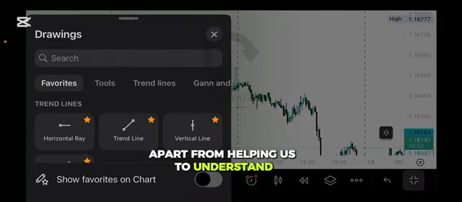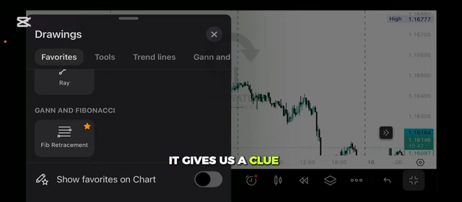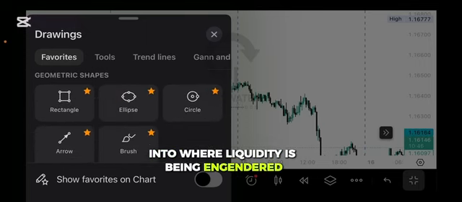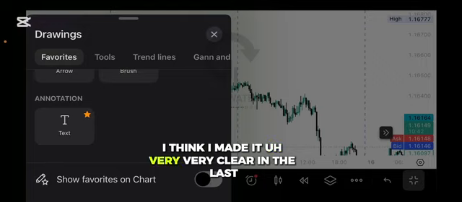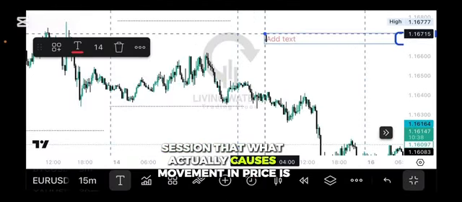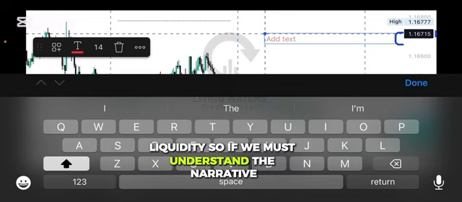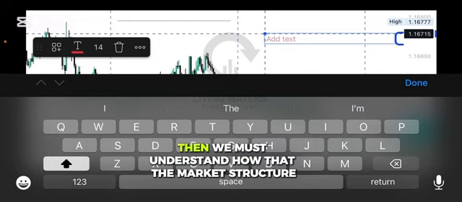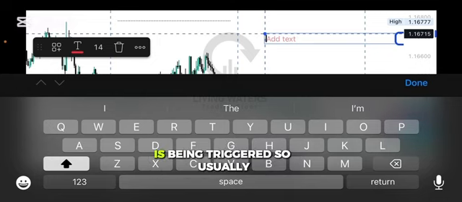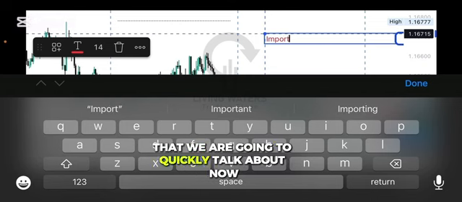Apart from helping us to understand the direction of the algorithm, it gives us a clue into where liquidity is being engendered. I think I made it very clear in the last session that what actually causes movement in price is liquidity. So if we must understand the narrative behind price movement, then we must understand how the market structure is being triggered. So usually there are three major importance of structure that we are going to quickly talk about now.